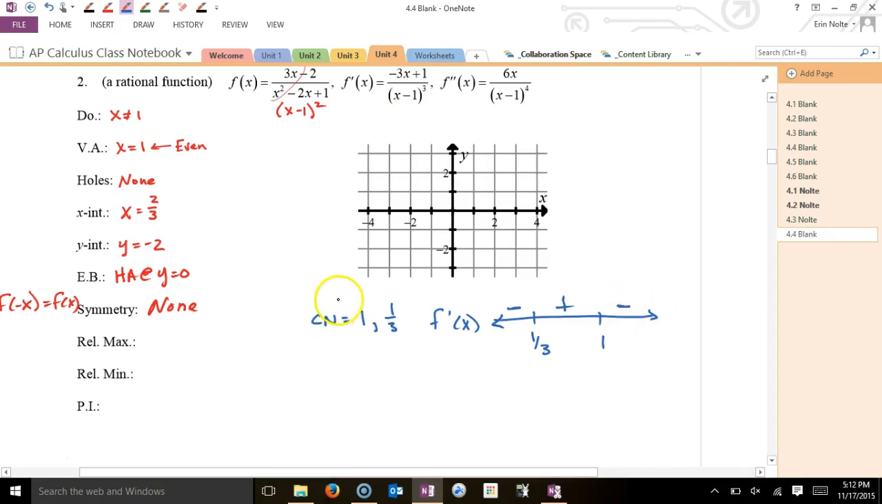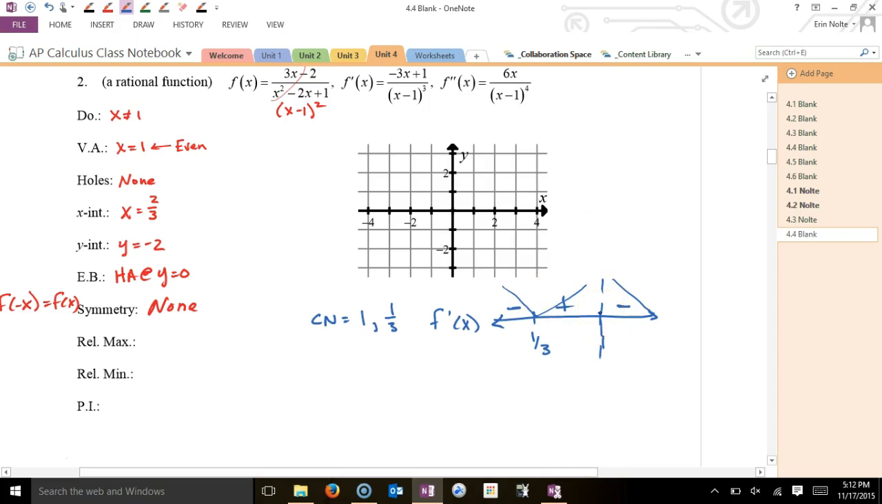Okay, so remember, since my domain had a restriction, I have a vertical asymptote at 1. So kind of imagine there's this vertical asymptote at 1. I have a slope. So these are my slopes. I have a negative slope, positive slope, and then a negative slope. Okay, so that kind of is a really big help right there.